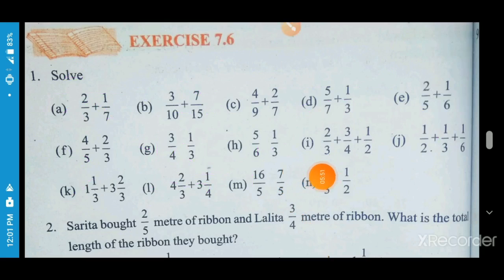Now the part I, 2 upon 3 plus 3 upon 4 plus 1 upon 2. Now 3 fractions are given and we are going to add these fractions. For adding this, first we take the LCM of the denominators, because the denominators are not the same, they are different. So to make them the same, we are going to take the LCM of the denominators.